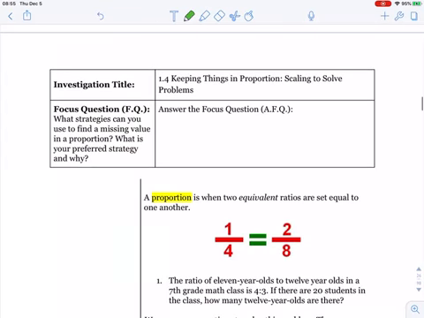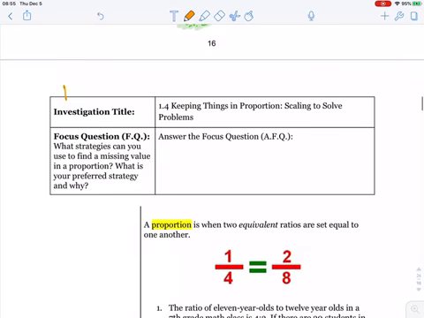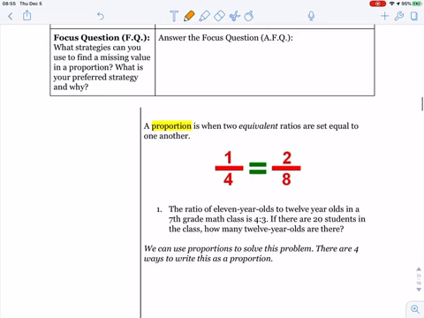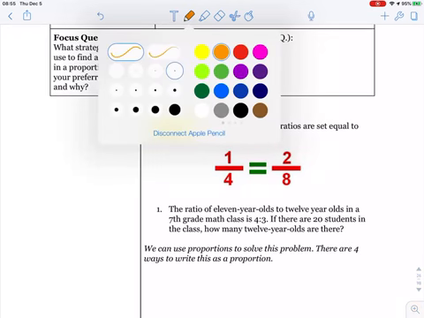Okay, so we are doing 1.4, continuing from 1.3. This is page 17 in your book, and today is 12:05, 19. Okay, so a proportion is when two equivalent ratios are set equal to one another.